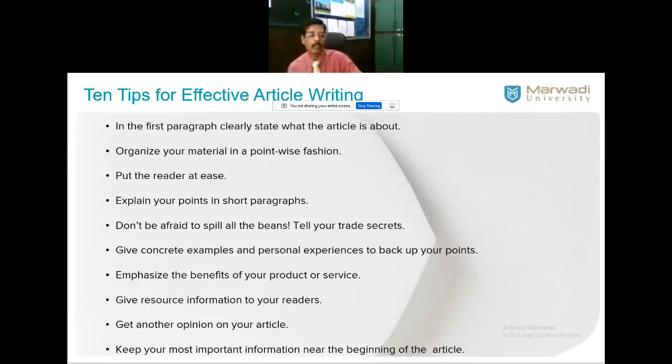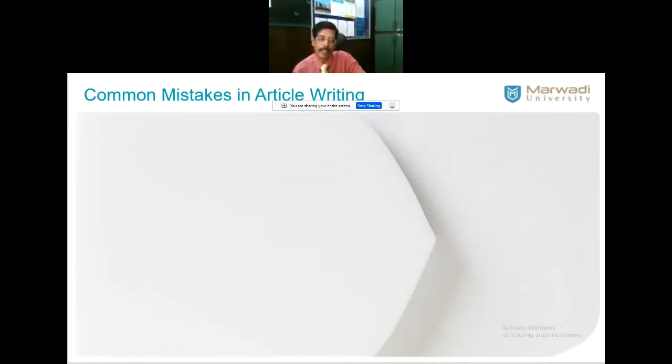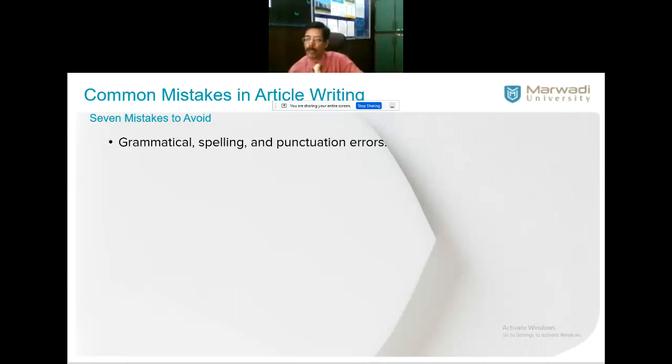Okay, important information, whatever you want to keep, you keep near the beginning of the article. Don't keep it as a suspense. It's the same first point I said. So there are 7 common mistakes to avoid: grammatical, spelling, and punctuation. We get a lot of modern tools available. You can apply them on your paper, find the errors and do the debugging.